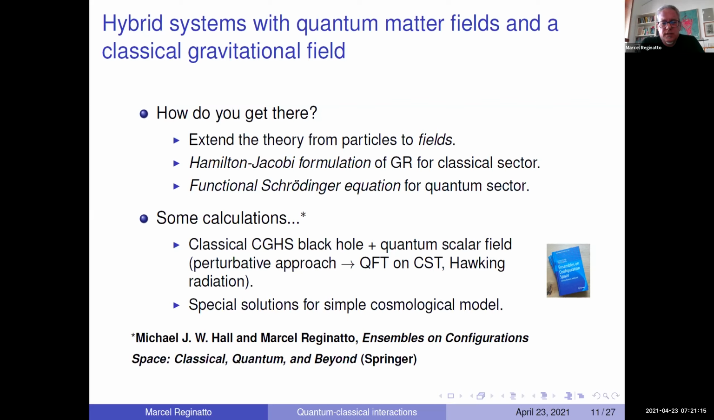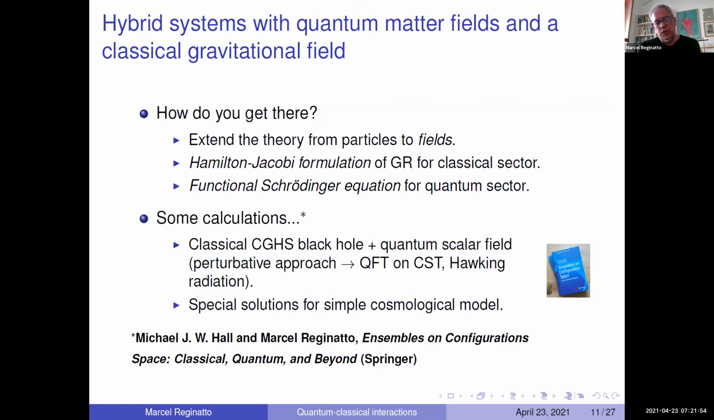We have some calculations in a book that we published with Michael. In one of them, you can take a classical CGHS black hole, a two-dimensional black hole, sort of a toy model, and join it to a quantum scalar field. If you do a perturbative solution at one of the lower levels of perturbation, the second one, I think, you get quantum field theory in curved spacetime. It's nice that you recover that. That's a general thing that you get also for other theories of gravity. This means that you can also look at Hawking radiation, everything you can do in quantum field theory in curved spacetime. The higher orders become much more complicated, and we haven't looked at that.